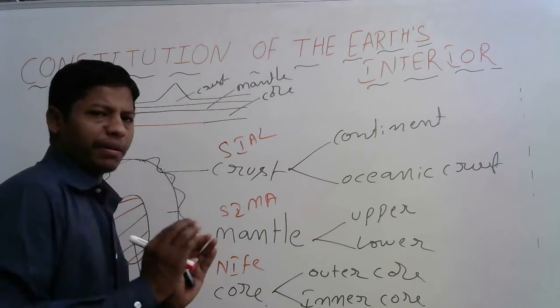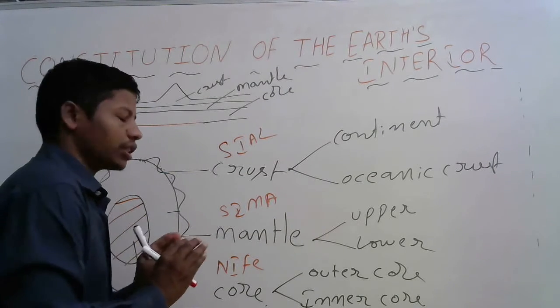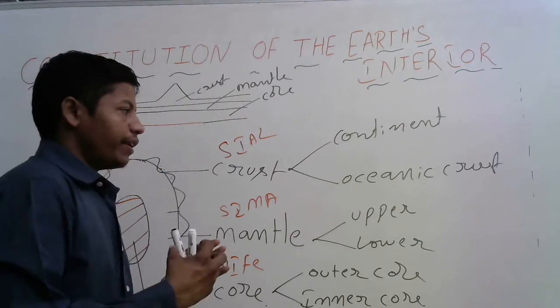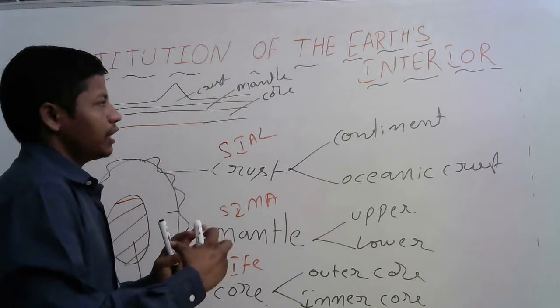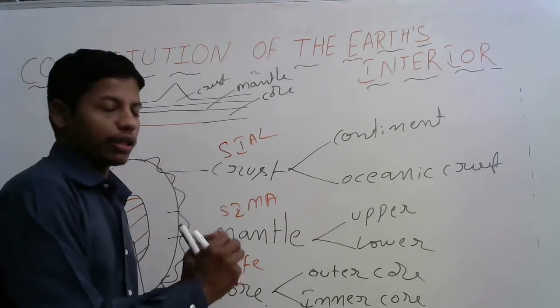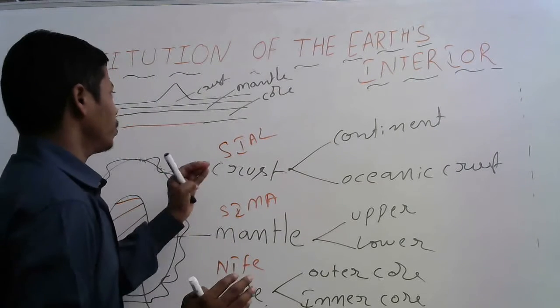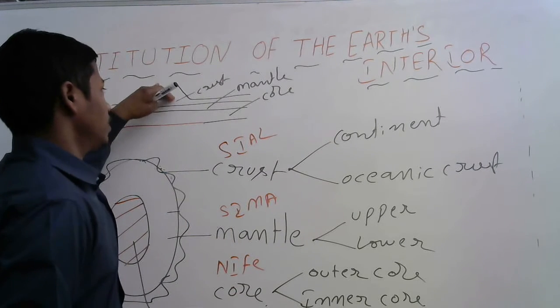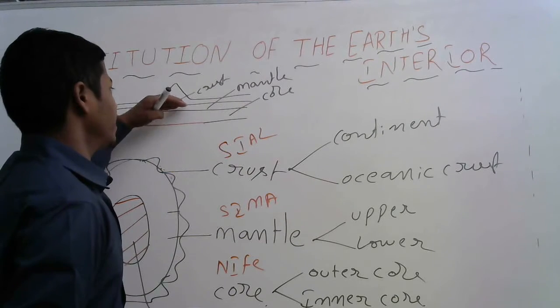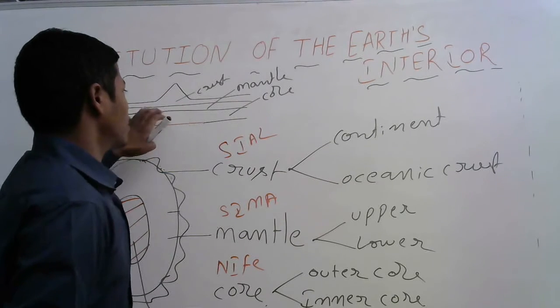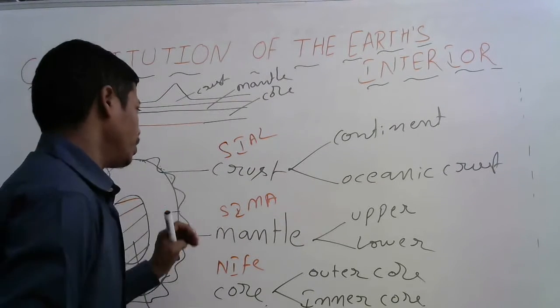Okay, what is the basic structure? We understand the basic structure. After the evidences, we can clearly understand the overall view of the Earth structure. We know Earth contains the crust, and below the crust is the mantle. Below the mantle is called the core.